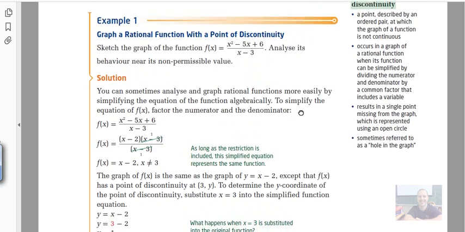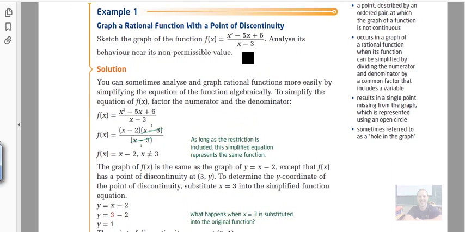Here's why. Why don't you copy this example down in your book right here. F of x equals, and this will be the second one; we'll go back and take a look at the first one as well. But here's another example. F of x equals x squared minus 5x plus 6 over x minus 3.